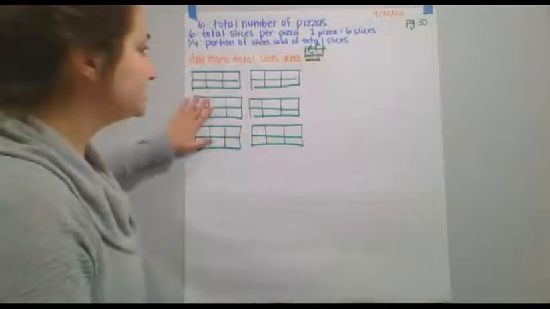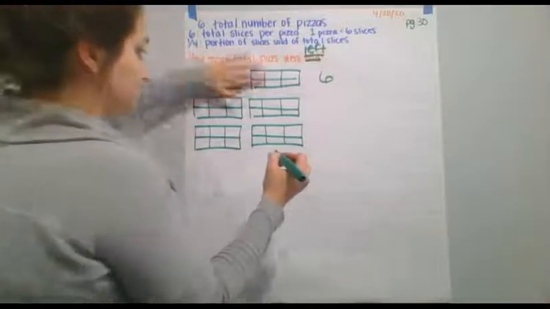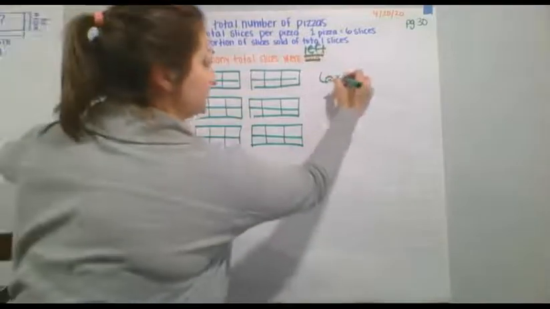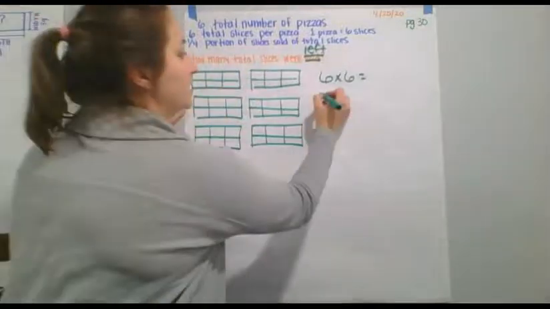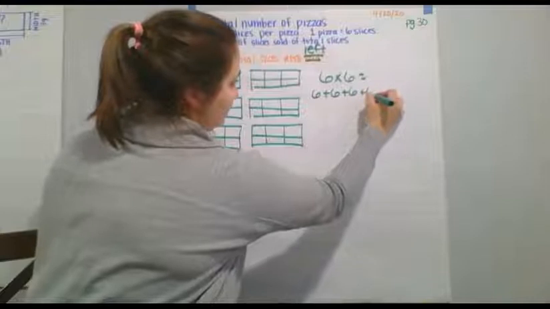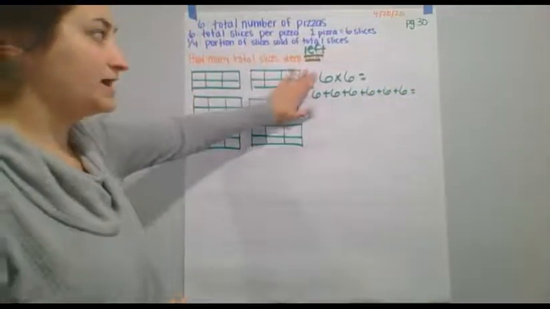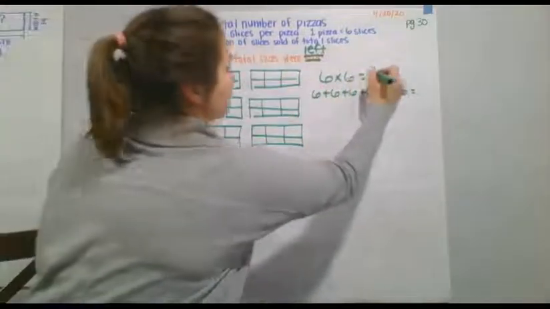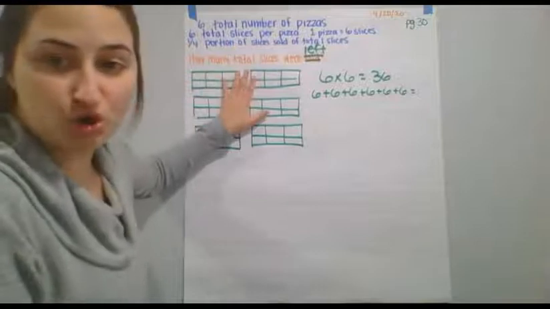So we know that this is basically us taking 6 times, okay? So we know that this is 6 times 6, or it could be repeated addition, which would be 6 added together 6 times. Either way, 6 times 6 is going to give us 36. So at this point, we have 36 total slices.